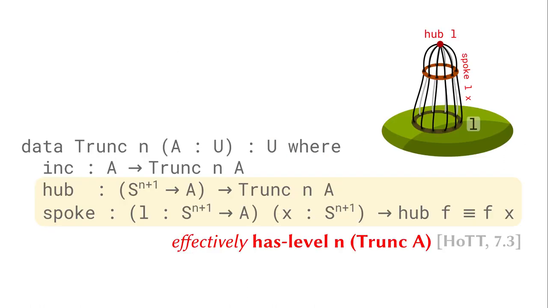Let's check its ECDA code. We have two constructors, hub and spoke, which can kill any higher homotopy. They effectively say the type being defined is at level n. We cannot write that down directly because it doesn't fit into the grammar of higher inductive types. Well, at least not everyone allows it in their syntax. Personally, I think it's fine to have special support for truncation levels.